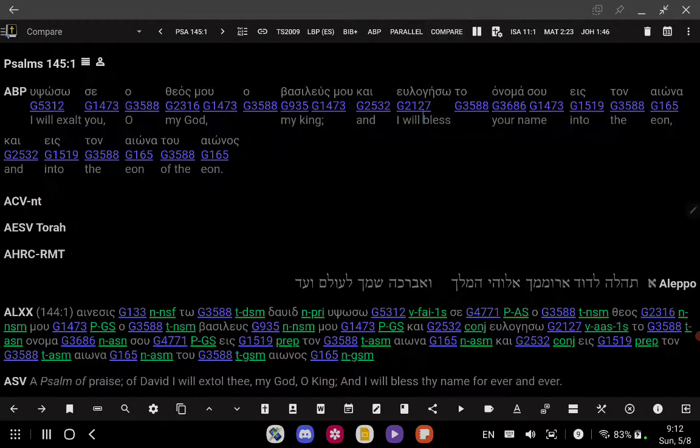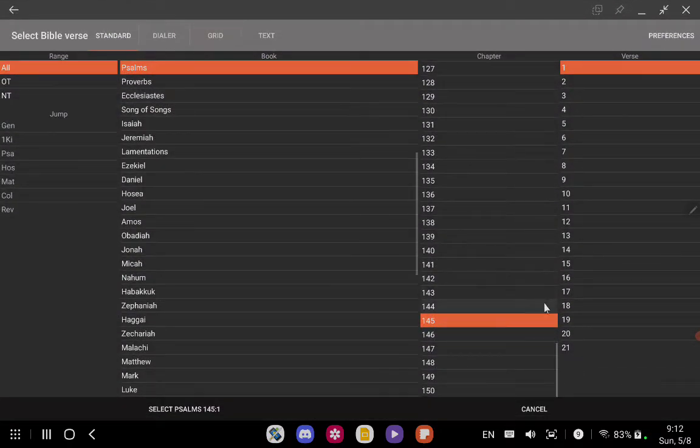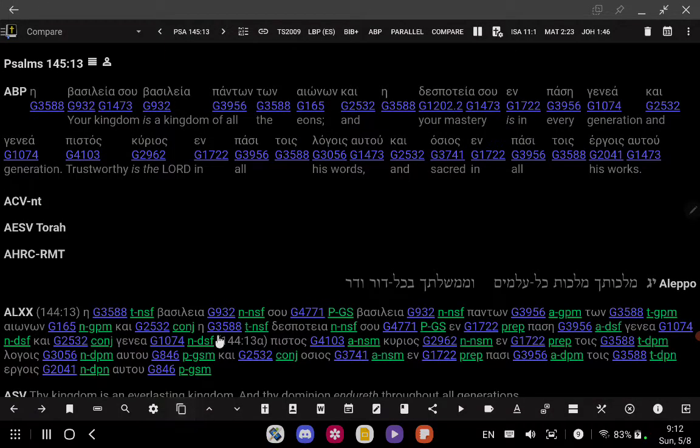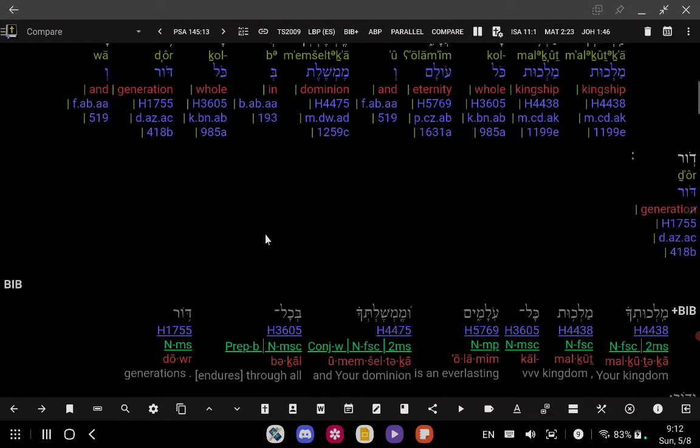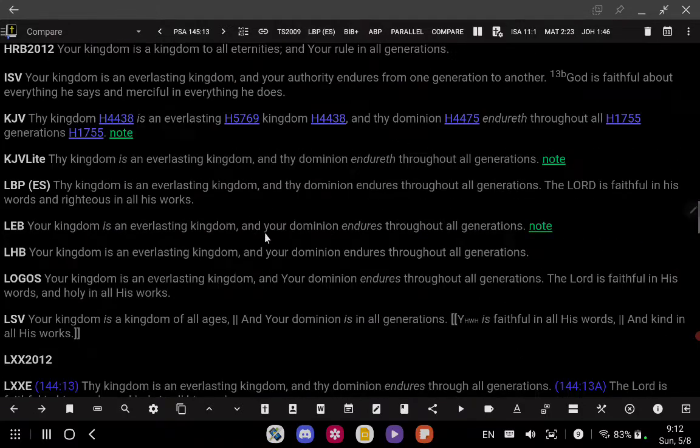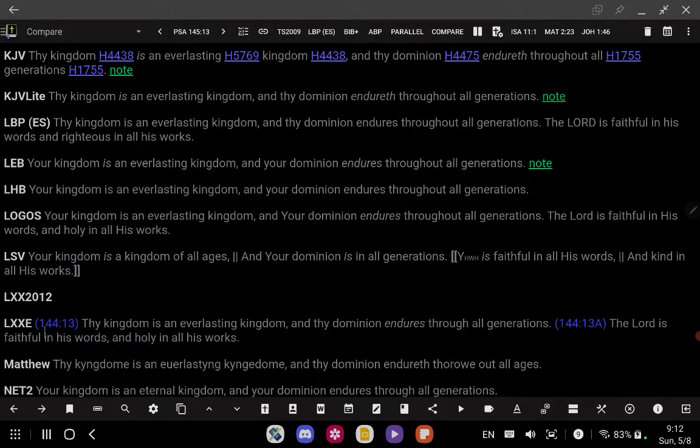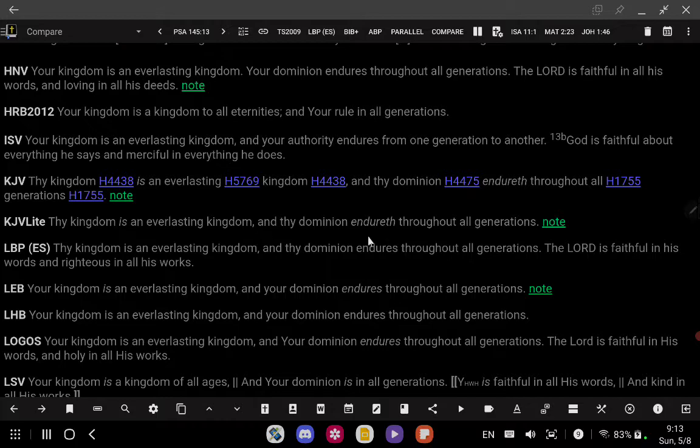Well, what does the Bible say here? Actually, what are we missing if we don't see that particular verse? So verse 13 says, let me come down here to the Septuagint. So here's 13, and then they added 13a. The Lord is faithful in his words and holy in all of his works. But again, here's the King James.